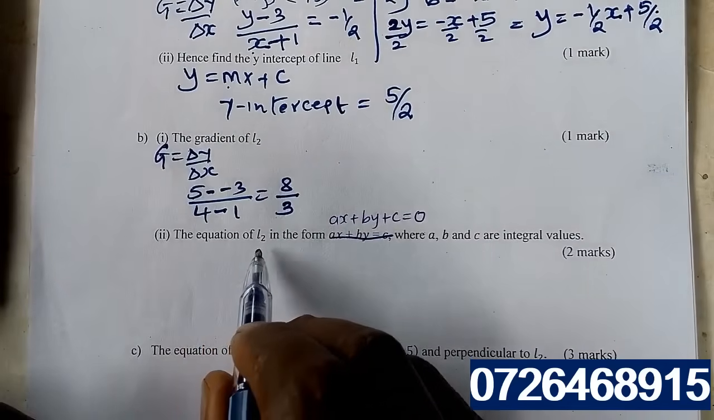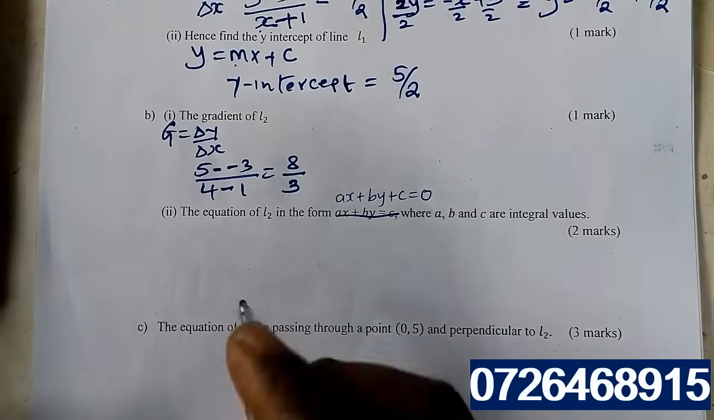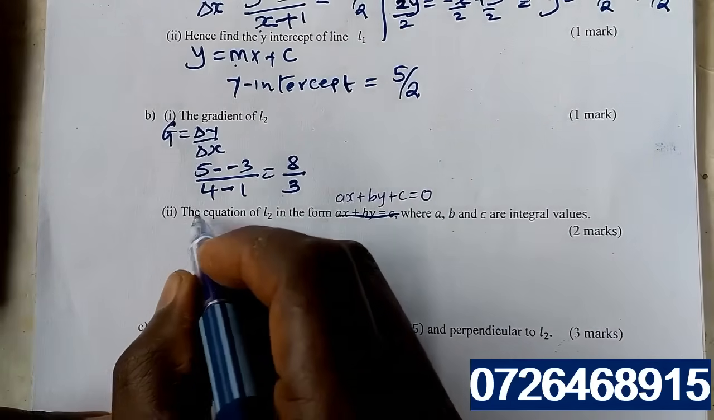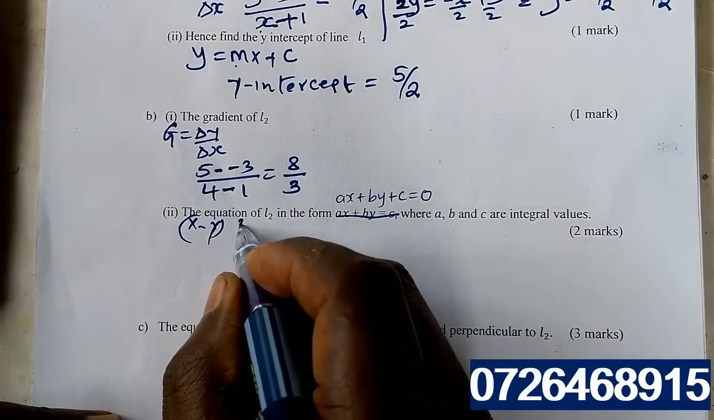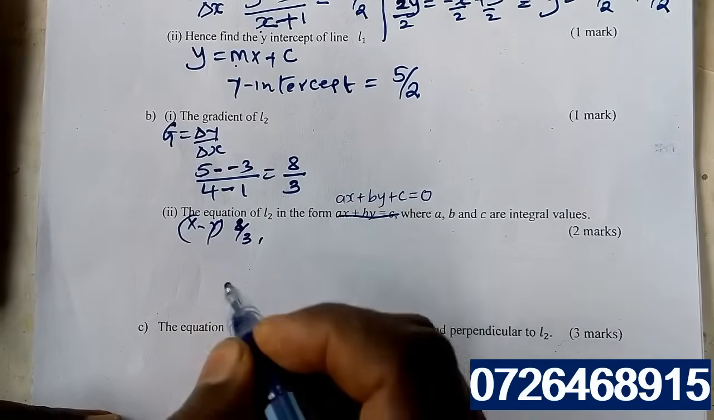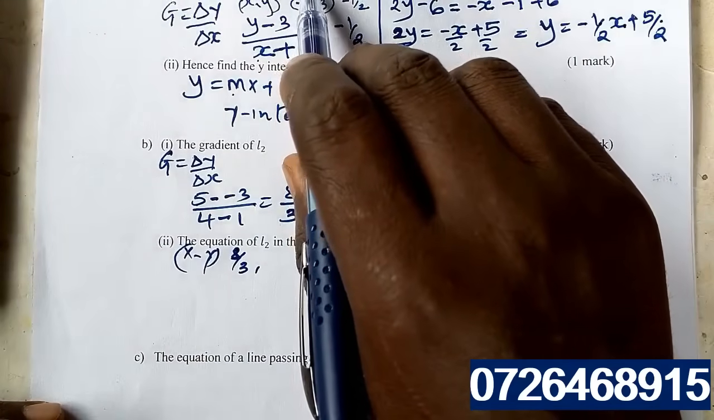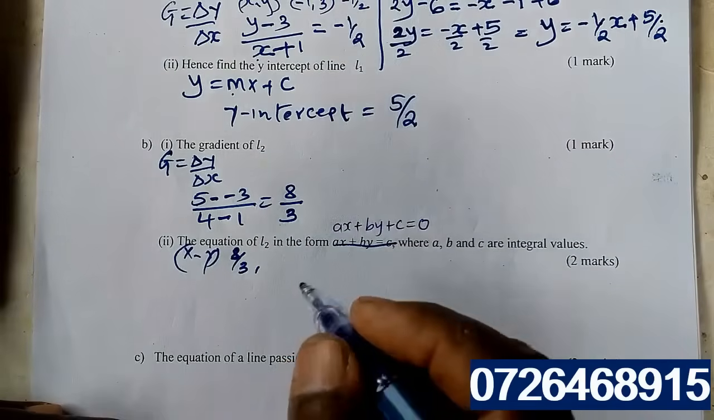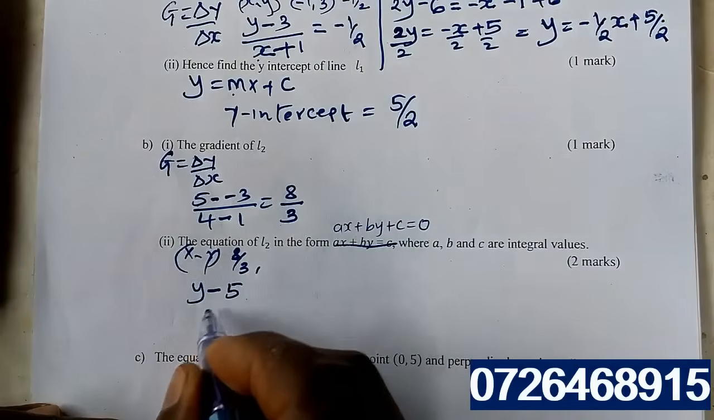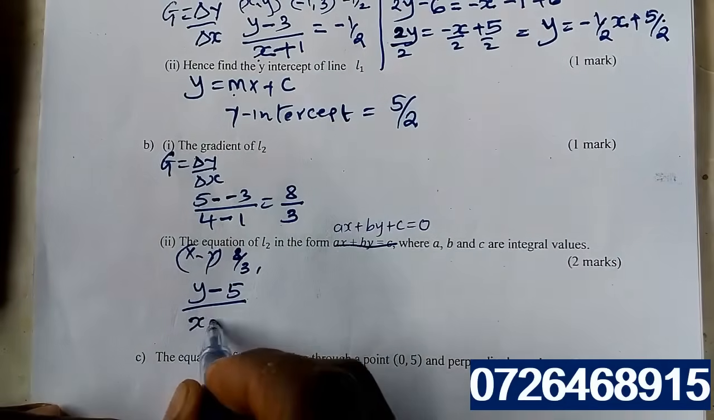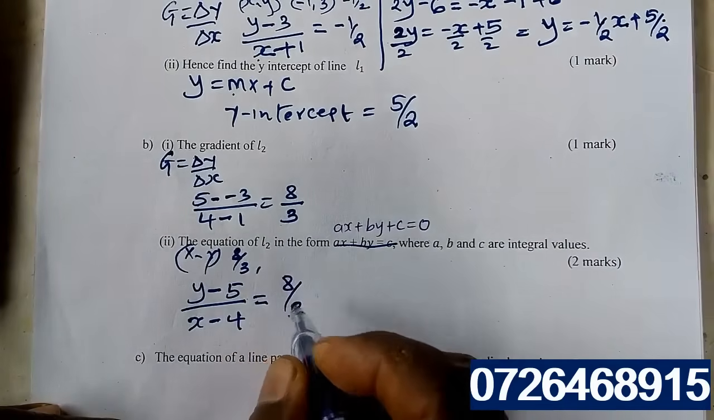The equation of L2 in the form given. So we want to find the equation, having the gradient. We take the general point, that is (x, y). The gradient we have is 8 over 3. And then we take one of the points, either this or this, it depends on which you have chosen. So let us take this one, the second. So we are going to say y minus 5 divided by x minus 4 is equal to 8 over 3, which is the gradient.